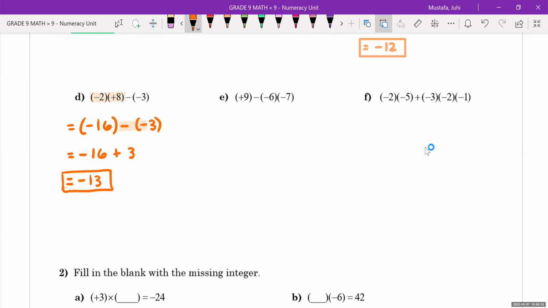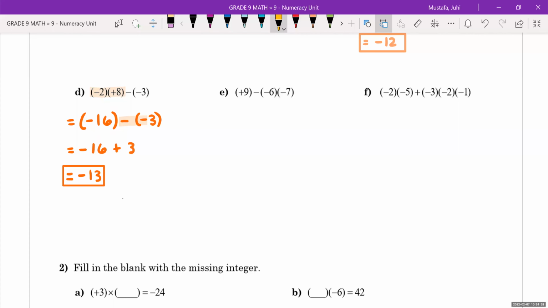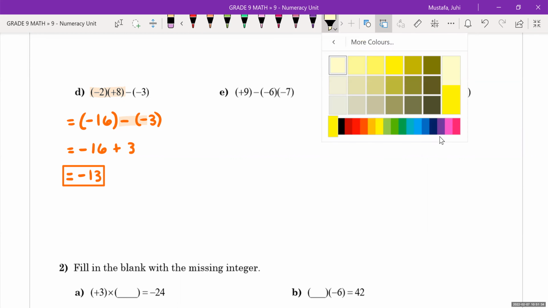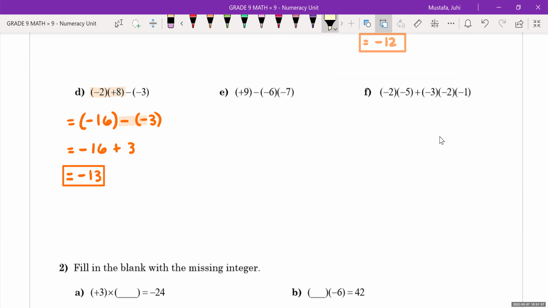Was that a little bit confusing, or are you guys okay with it? It's okay? We're going to do a couple more examples of this, so hopefully it will make sense. So if question D was a little tricky, we're going to do another one, this time with question F. It's very similar, so let me just highlight the parts that we need to know. We have a +9, subtract, and then we have these two numbers multiplied together.